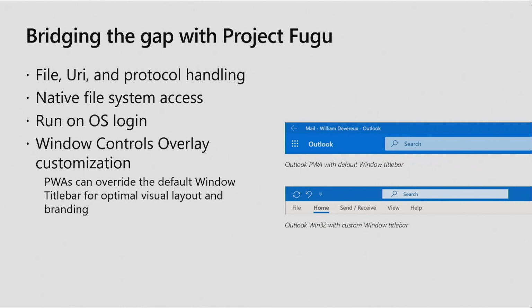And so we're currently working on a proposal that would allow PWAs to customize and replace the default window title bar. This would give app developers more control over visual layout and also allow them to enforce their app's brand to build productivity-centric experiences that are just as compelling as their desktop counterparts.